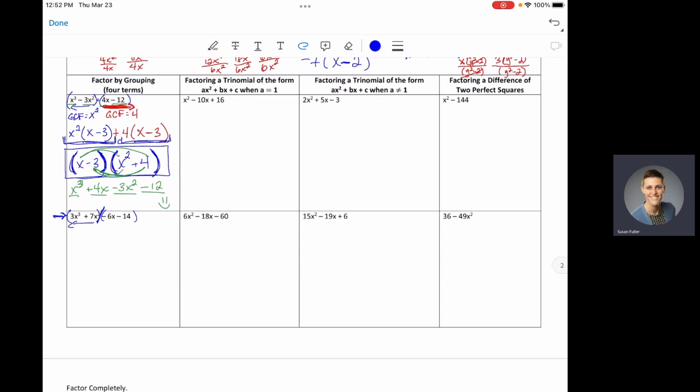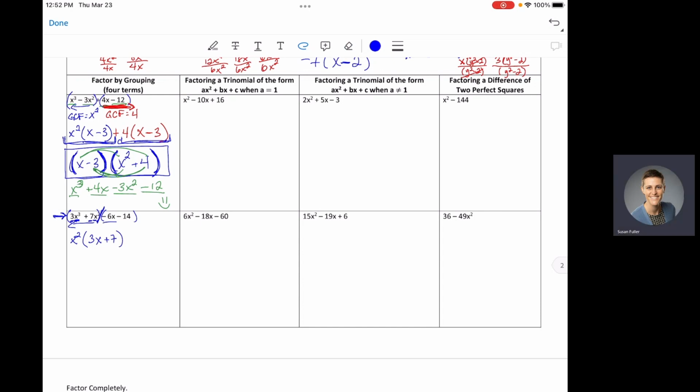Let's start on the left. What's our greatest common factor in the left group here? Well, 3 and 7, the biggest thing that divides both of those is 1. And then we'll look at our variables, x to the third and x squared. The largest thing that divides both of those is x squared. So 1x squared is our greatest common factor over here. And when we take an x squared out, we have 3x plus 7 left in here.